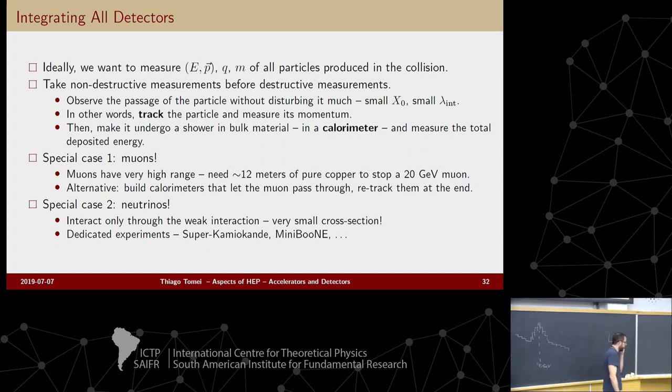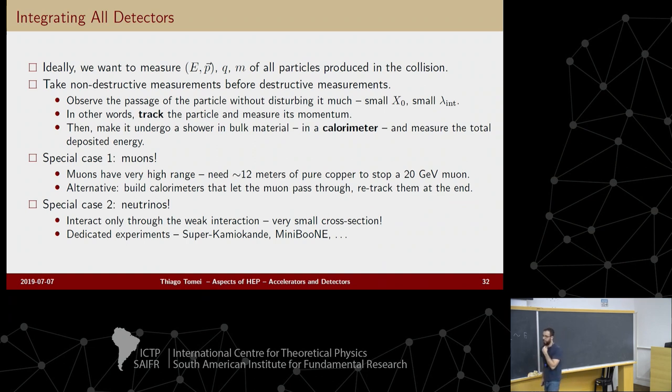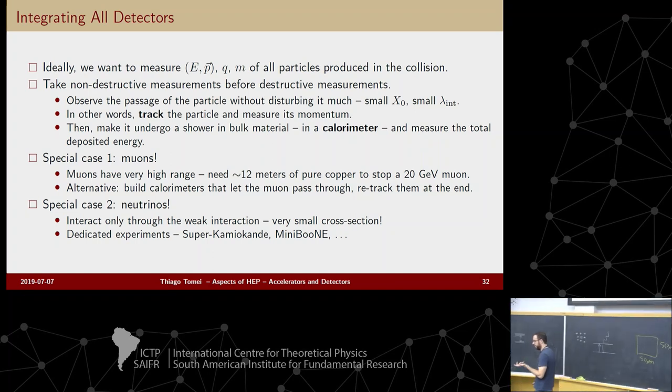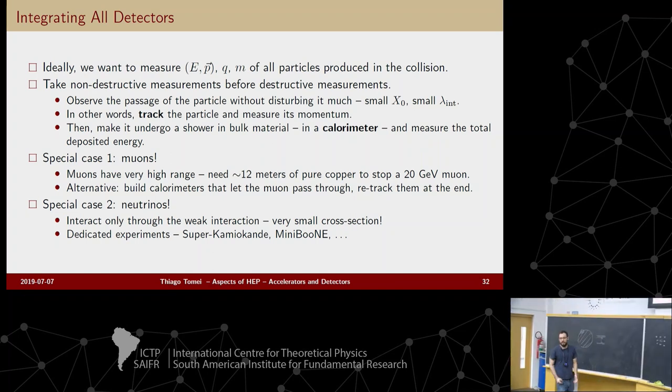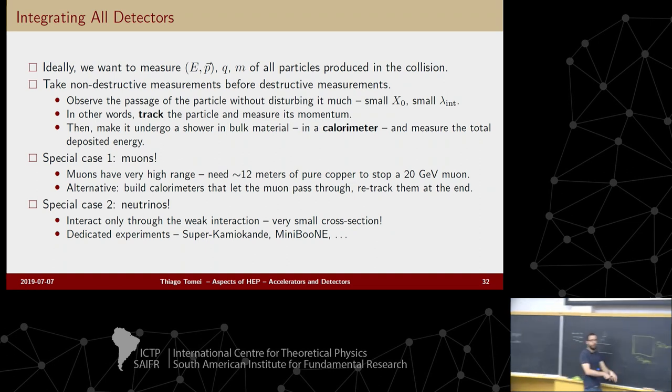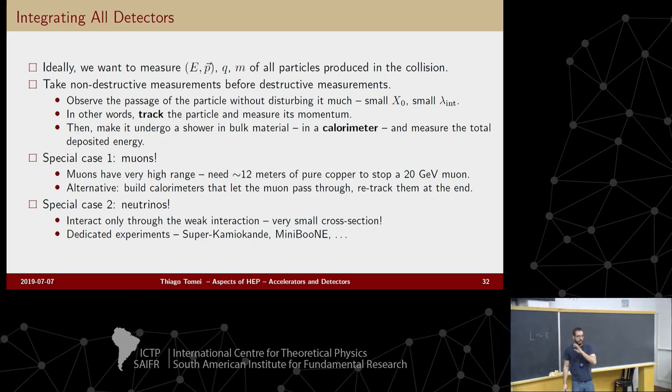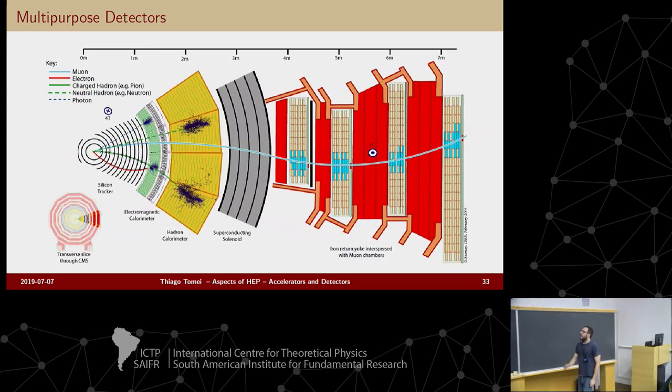The other problem is neutrinos. Neutrinos, you need kilometers. No, kilometers is too little. Light years of lead to stop them. So you don't. They just go through. There are neutrino detectors, but zillions of neutrinos go through, and once in a while, one signal goes. You have one signal of a neutrino. Stuff like Kamiokande and Minibone. This is different. And then you integrate everything.